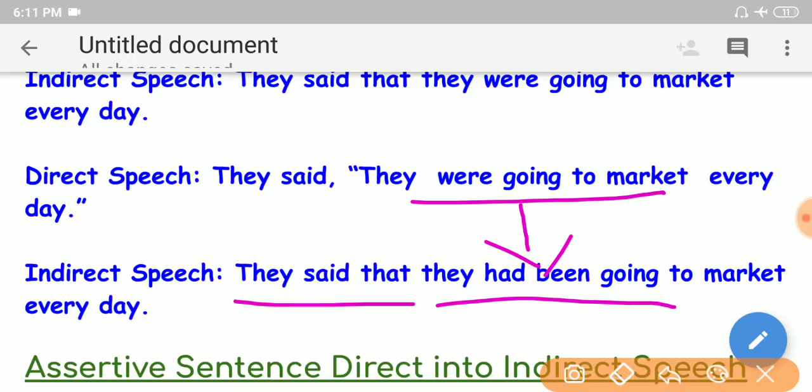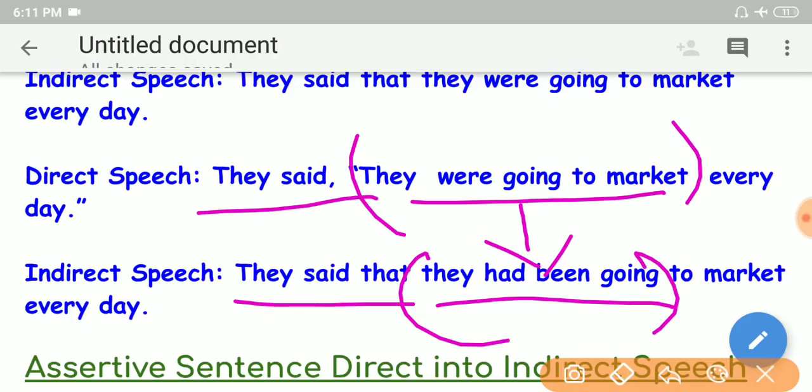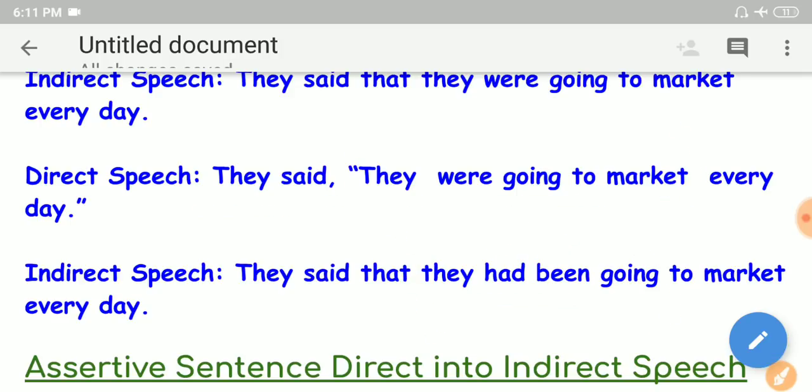Past perfect is always used before a past action. When we are talking about an action before another past action, then we use past perfect. That's why we are stepping back to past perfect, my dear friends.